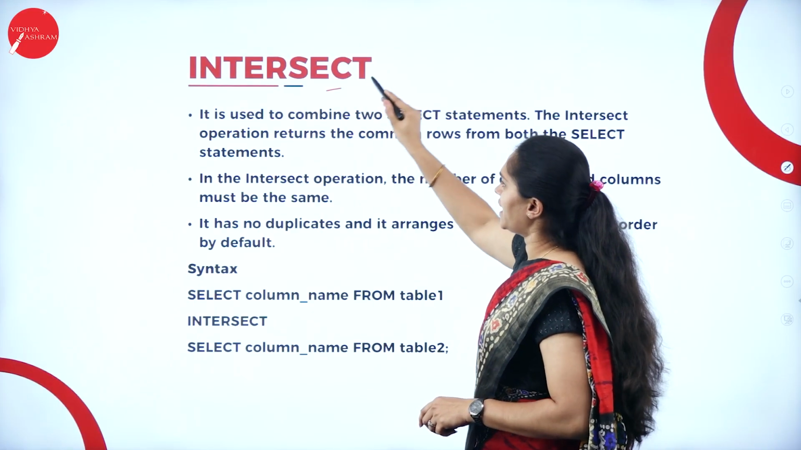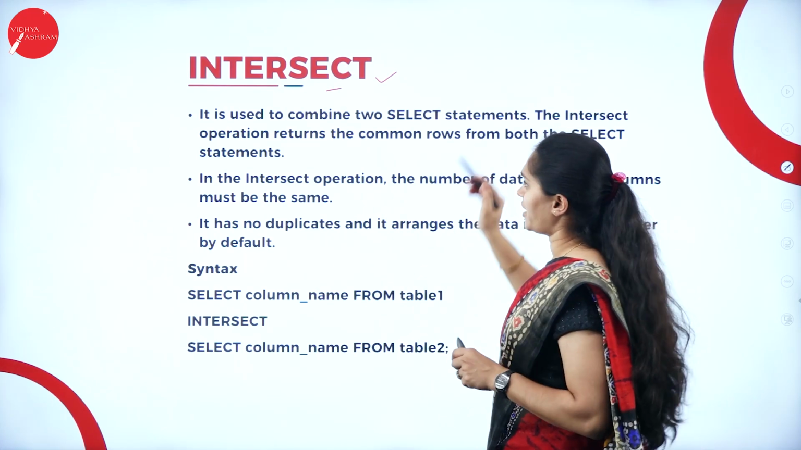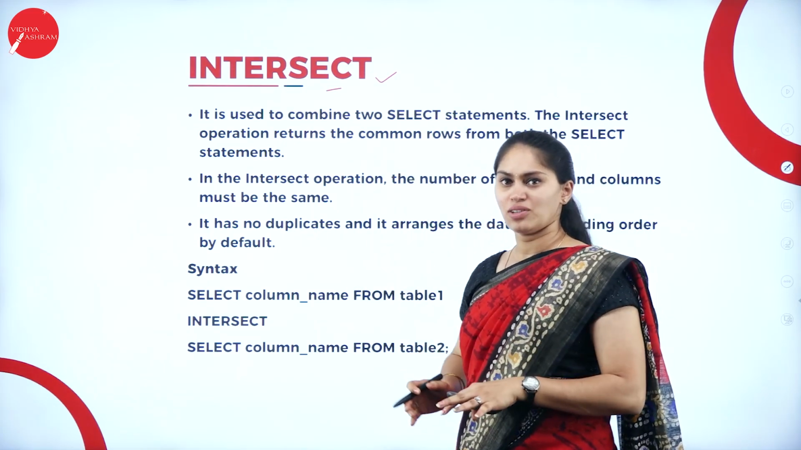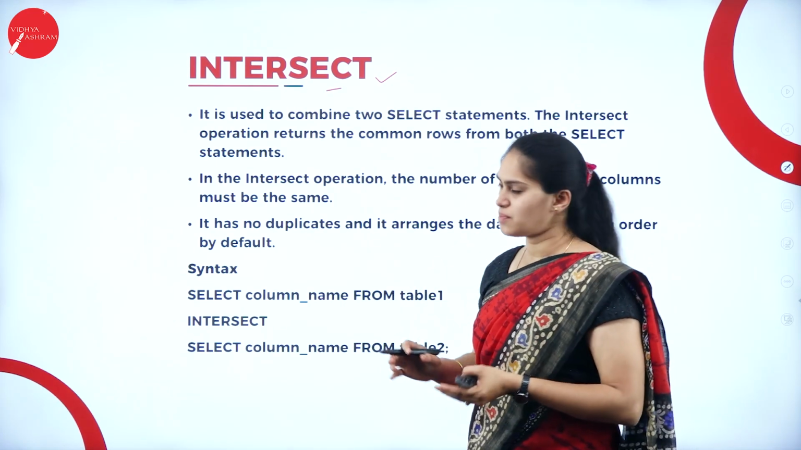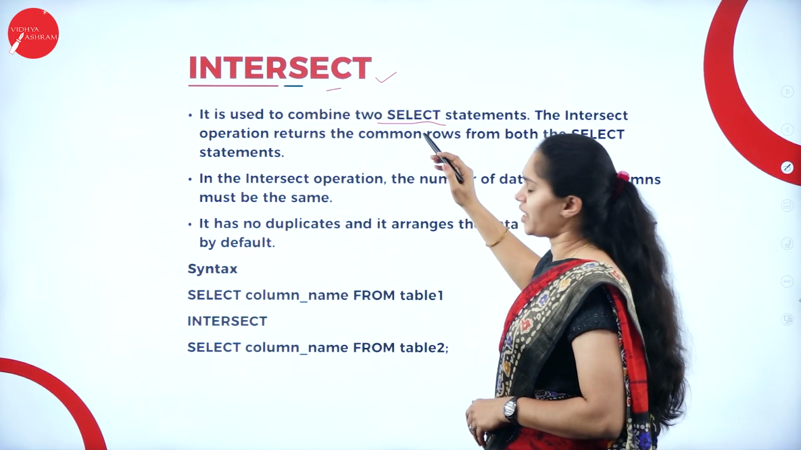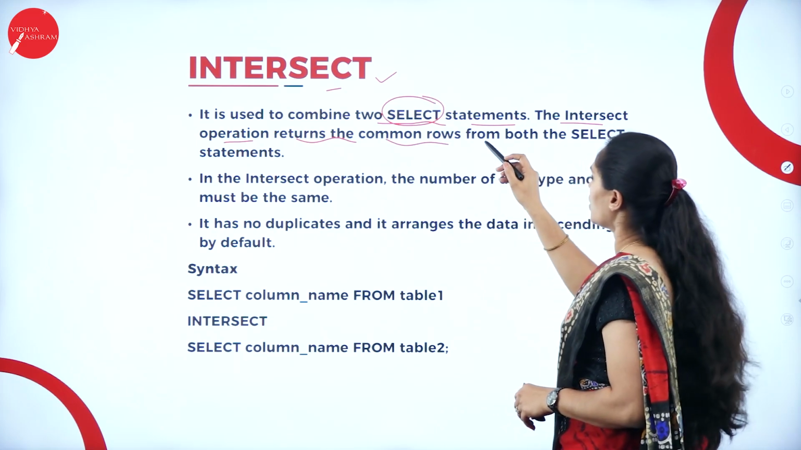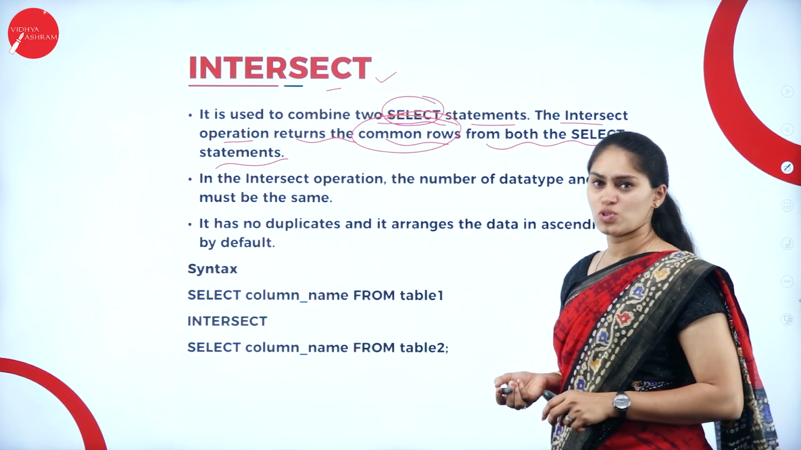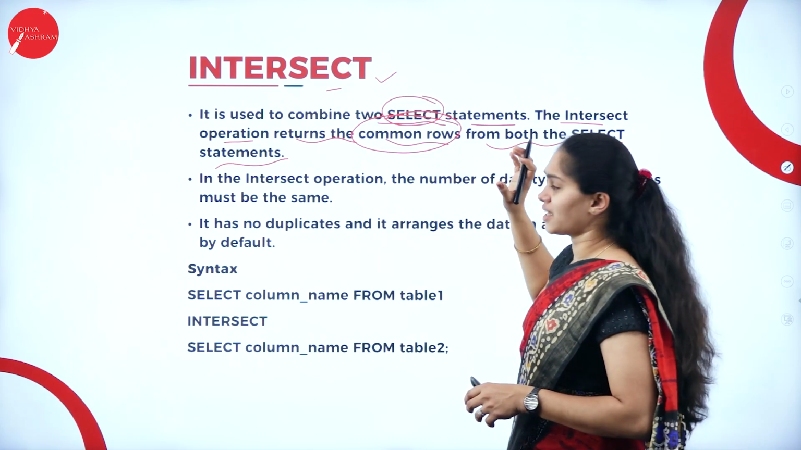Then next we have intersect. You already know about intersect in your mathematics. But when it comes to the intersect set operation in SQL, it will combine both table 1 and table 2, and whatever is common among both tables will be displayed as the result with the help of this intersect. It is used to combine two table relations with a select statement. The intersect operation returns the common rows from both the select statements. So mainly it returns the rows which are common in both table 1 and table 2.